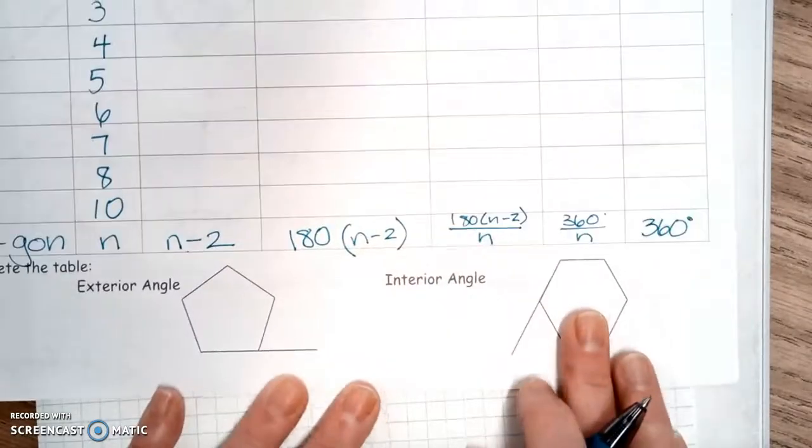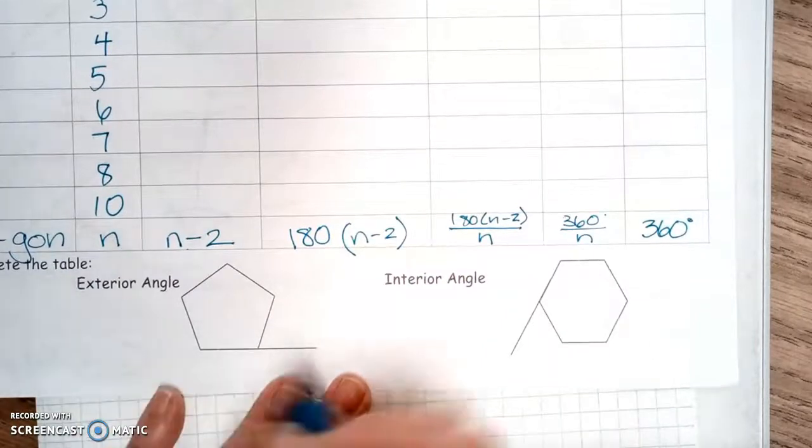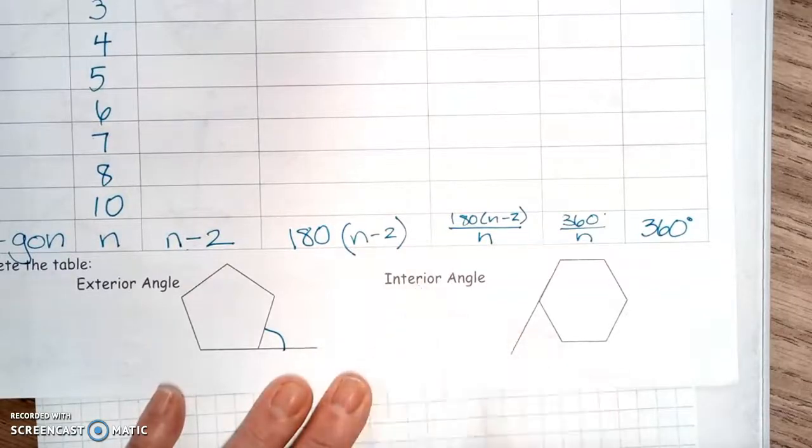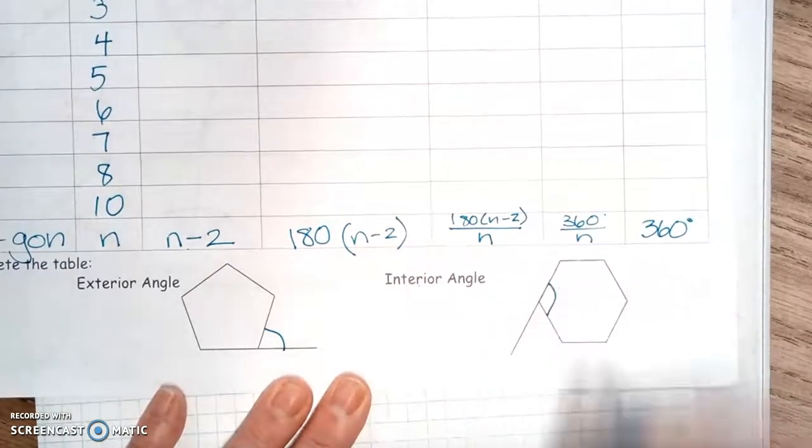Okay? The exterior angle is going to be on the outside, and the interior angle is going to be on the inside.